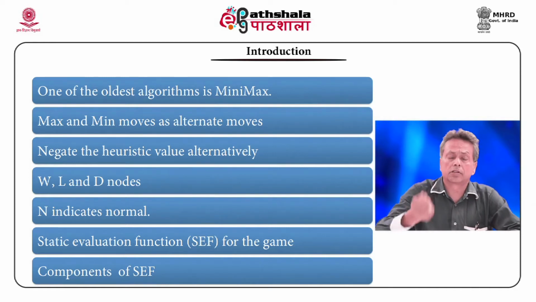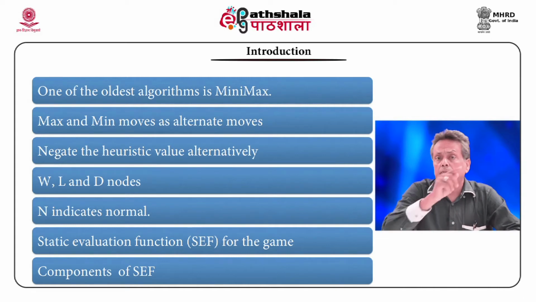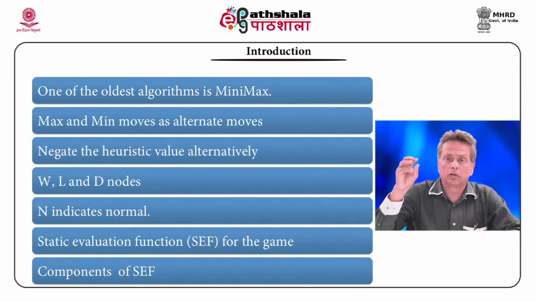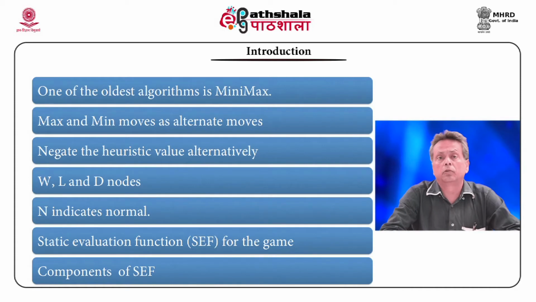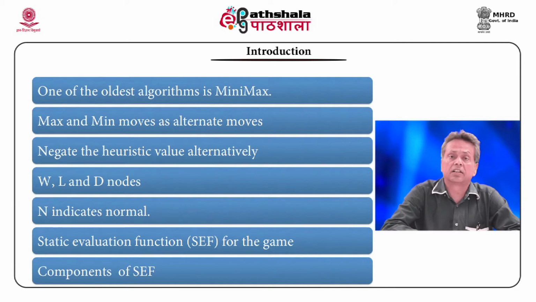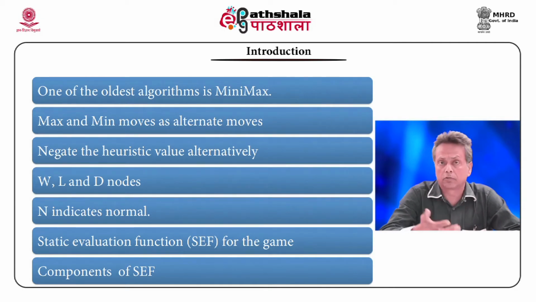Remember the heuristic value, the static evaluation function value: the maximizing layer will pick up a node with maximum value, and the minimizing layer will pick up the node with minimum value. Why that static evaluation function is needed and all that we will also be looking at in this particular module.